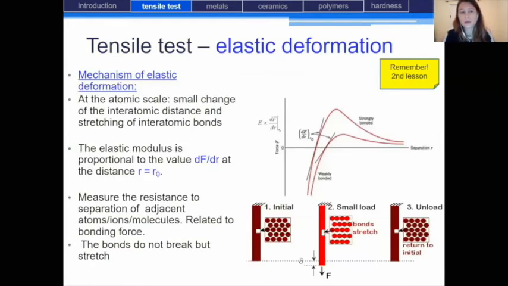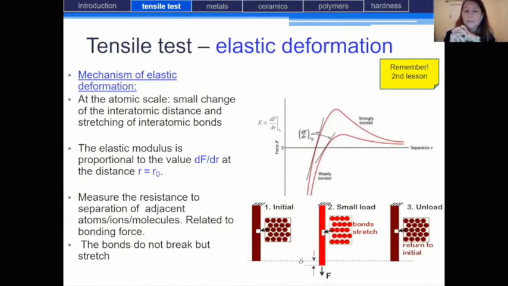So let's understand what is happening at the atomic scale in order to explain the elastic deformation. So in this regime, we have small changes of the interatomic distance or stretching of interatomic bonds when we apply the stress.